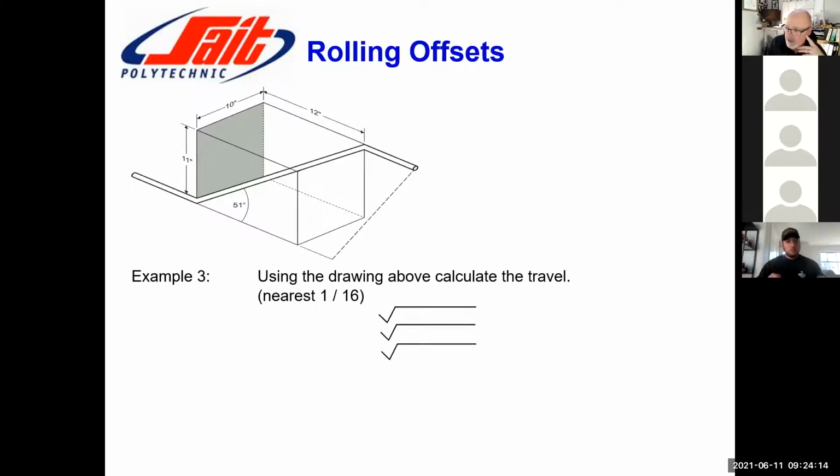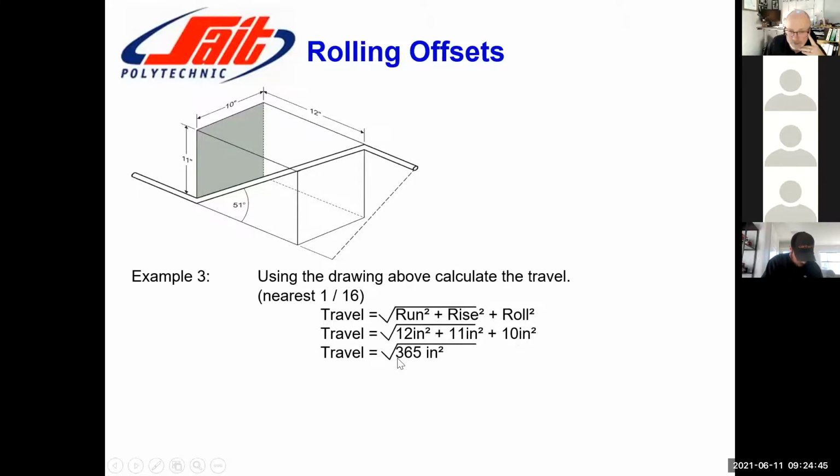Listen, over here, it shows that we have a 51 degree angle, which is fine. So now we have to use the rise, the roll, and the run all together. The run, the rise, and the roll. And you will be given 3 measurements just like this. You put your numbers in, 12 squared, 11 squared, plus 10 squared, and it comes out to that. And now there's the travel. This is how easy this is.